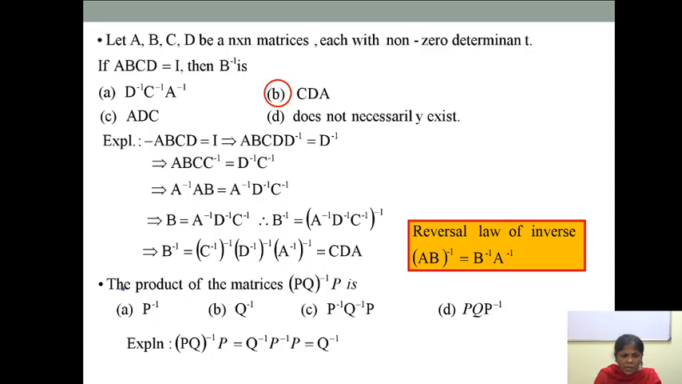Now let us move to the next question, that is, for a product of matrices, (PQ) inverse into P is, right? As we are finding the inverse of a product, wherever we have the inverse of a product, we will try to apply the reversal law of inverse. What you will find is Q inverse, P inverse, and P as it is. Again P inverse into P is I. So what we have is Q inverse into I, that is Q inverse. In this way we have obtained the correct option for this question as option B again.